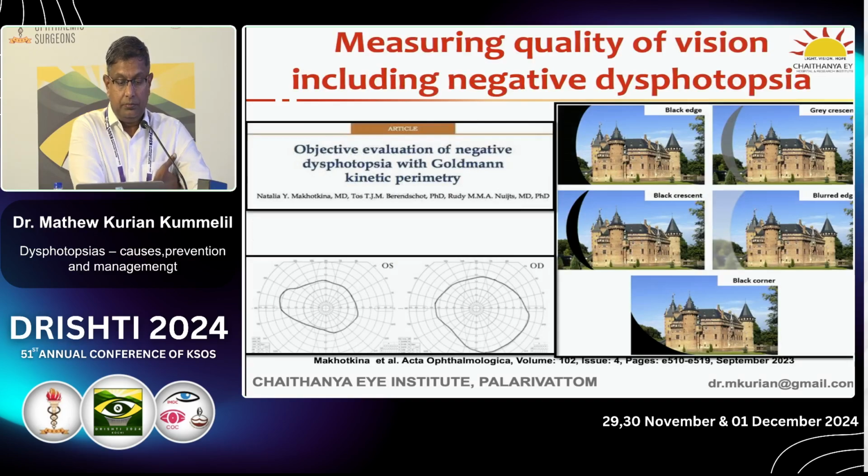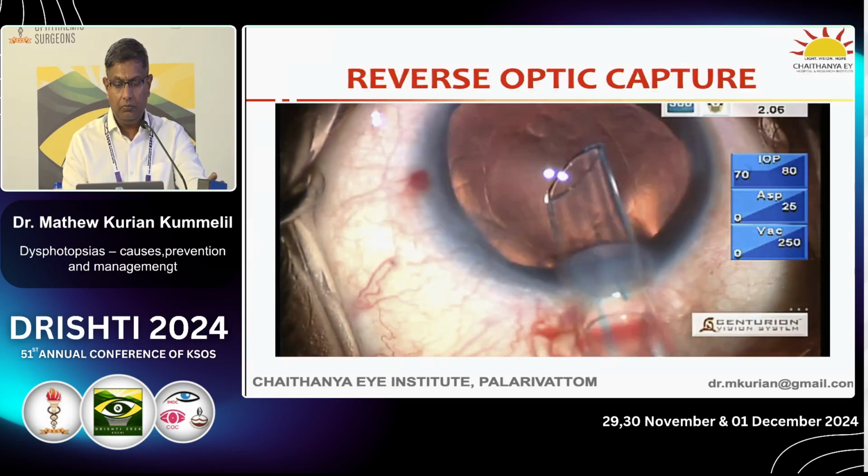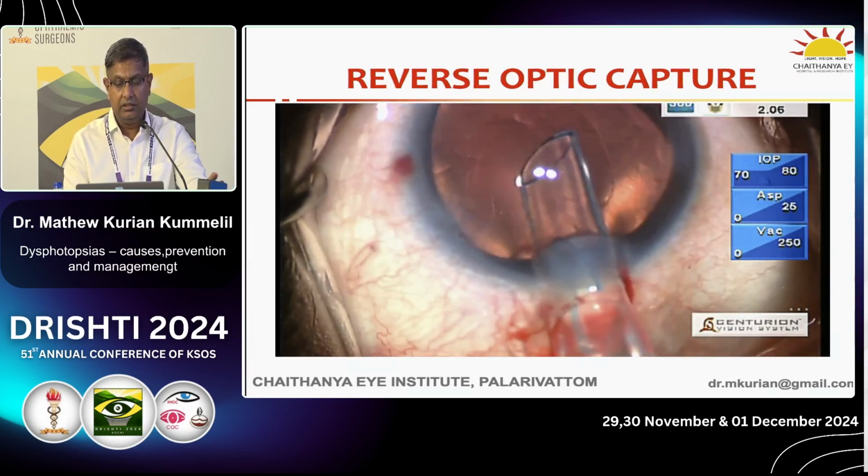This is from Rudy Nuijts' group from the University of Maastricht, and they have used a similar grading method to objectively evaluate negative dysphotopsia using Goldmann kinetic perimetry. They also have a questionnaire which looks at the black edge, gray crescent, black crescent, blurred edges or corners, again scored on bothersomeness, severity, frequency, etc. So this is reverse optic capture, where the lens is placed inside the bag.